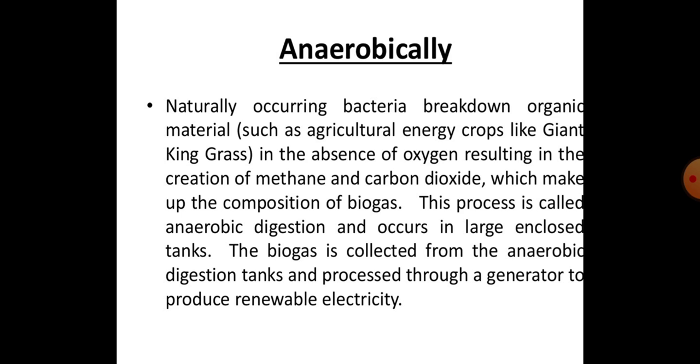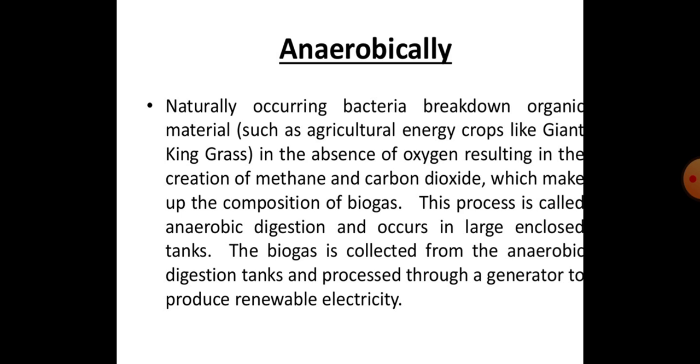So naturally occurring bacteria break down organic material such as agriculture energy crops like giant king grass in the absence of oxygen, resulting in creation of methane and carbon dioxide. So, what is anaerobic? It basically says that the bacteria will break down the organic material, the grass or the crops. To break it down, we use naturally occurring bacteria. That bacteria breaks the crops in the absence of oxygen, therefore it is called anaerobic. And the byproducts of the breaking down are methane and carbon dioxide.